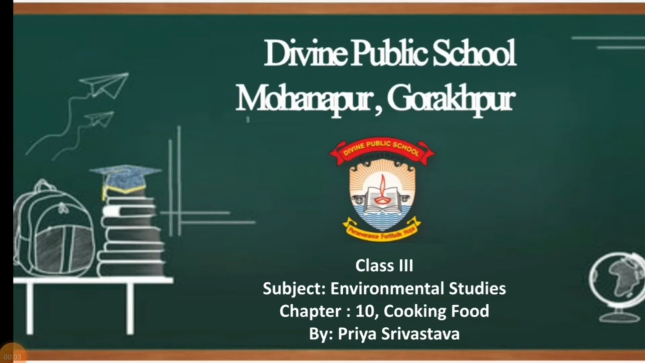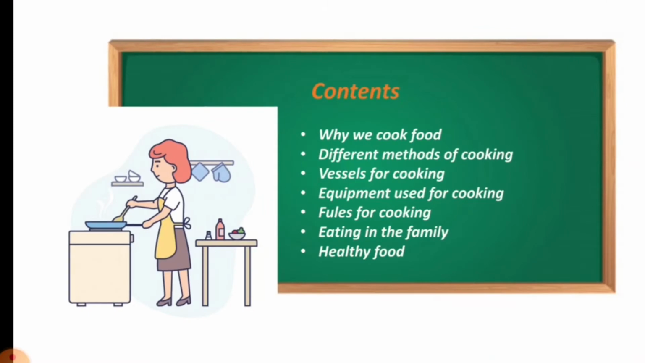Today we are going to start chapter number 10, that is cooking food. So students, I would like to request you all to open your book chapter number 10. Students, in this chapter you will learn about these topics: why we cook food, different methods of cooking, vessels for cooking, equipments used for cooking, fuels for cooking, eating in the family, and healthy food.